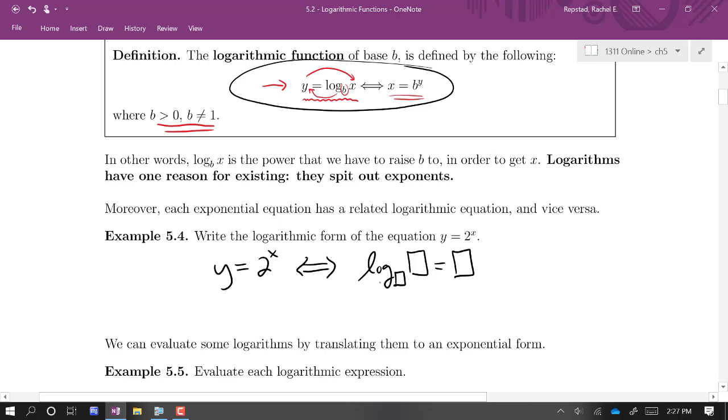So the base of the log is the same as the base of the exponential. So that's 2. Logs spit out the exponent. Well, here's the exponent right there. The exponent is x, so that's what goes on the other side, and that leaves y as what goes inside. 2 raised to the x power gives you y. I'm going to clean this up a little bit. Log 2 of y equals x. There's your logarithmic form.